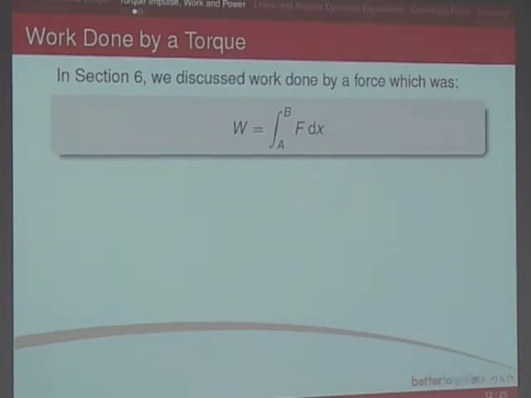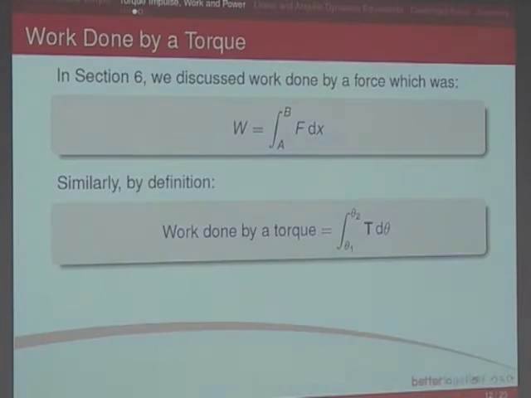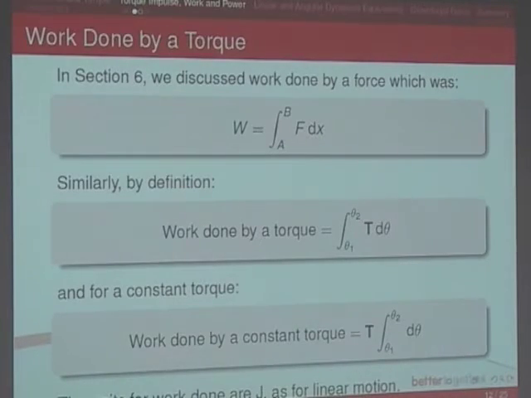Okay, in section 6, we discussed work done by a force, which was W equals the integral from A to B of the force times the distance. Well, work done by a torque is exactly the same, except this time, instead of x for displacement, we've got theta. That's the angular displacement, and it's the torque being applied across that angle. And so, for a constant torque, we've got torque times the change in theta. Again, the units are joules, which is the same as linear motion. So that's the work done by a torque.